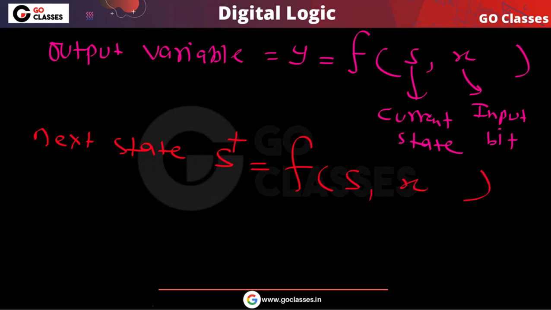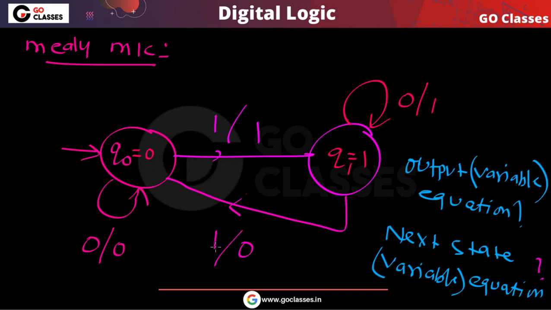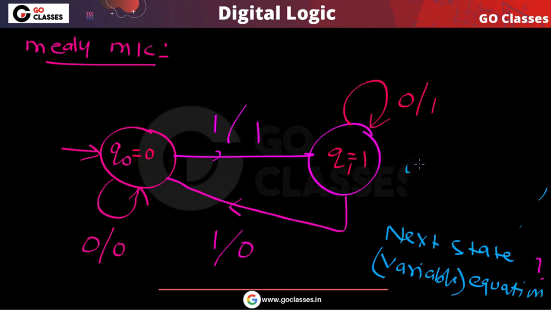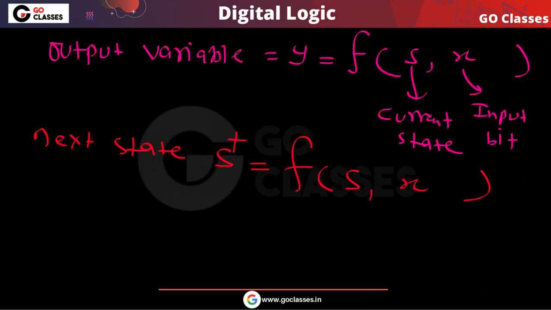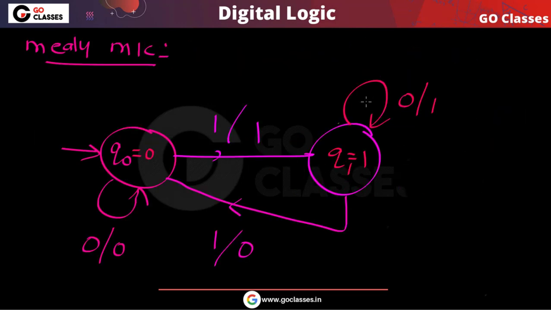Okay, so let's write the equations from this state diagram. Once you have this state diagram, you can very easily write the output equation, and you can also write the next state variable equation. So let me write it here. What will be the output equation? Let's assume I am denoting the output variable by y, and I am denoting the next state variable by s plus. So what will be the equation for y? Just focus on when the output will become 1. You can notice the output will become 1 here.